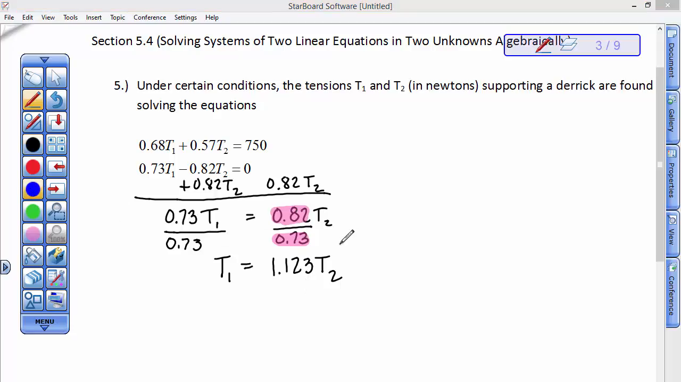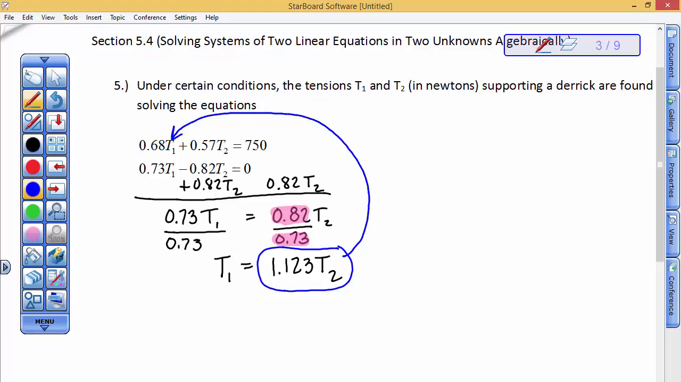Now, I'm going to substitute this right here in for t sub 1 in the other equation, the one I didn't work with. So that's going to be 0.68, because that's what's in front of the letter t sub 1. But now I'm going to put in 1.123 t sub 2 in there. There is a 0.57 t sub 2 as the second term right here equals the 750.